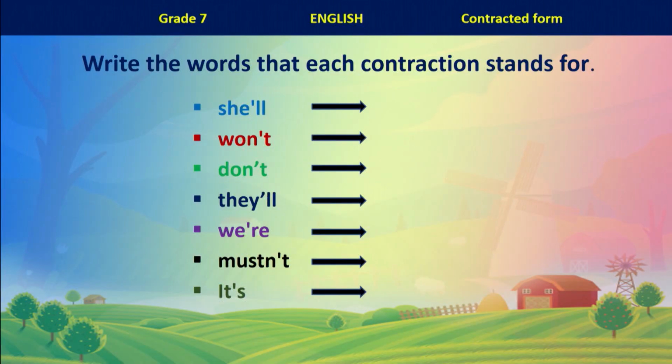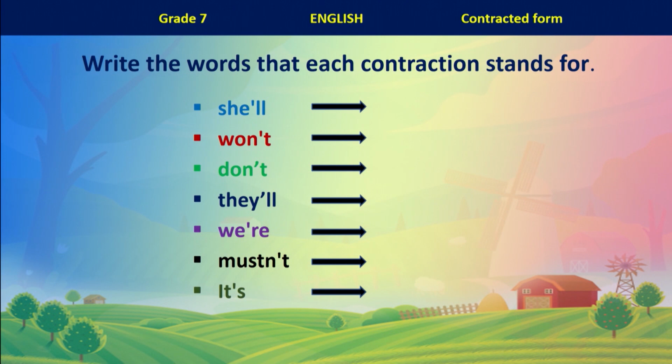And let's go to the second activity. This also would be very easy for you. Write the words that each contraction stands for. Here, you are given the contraction. You have to find the words which the contraction stands for.